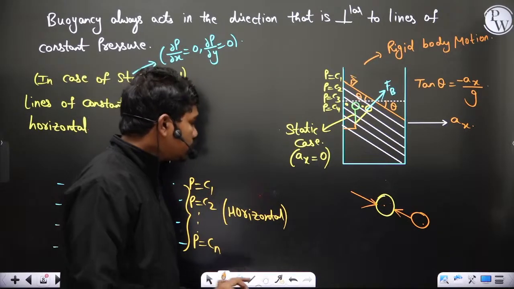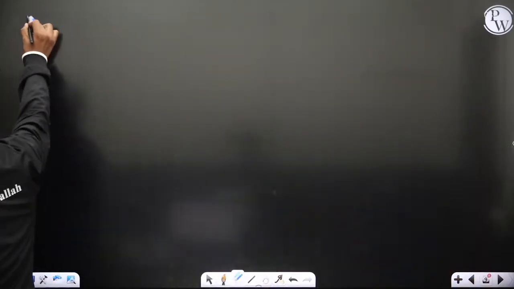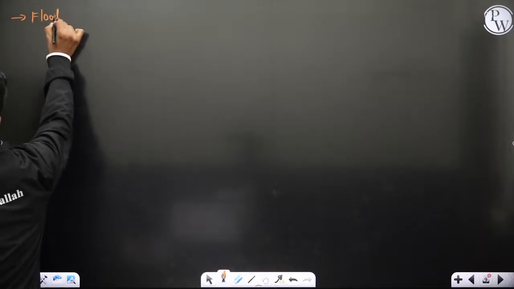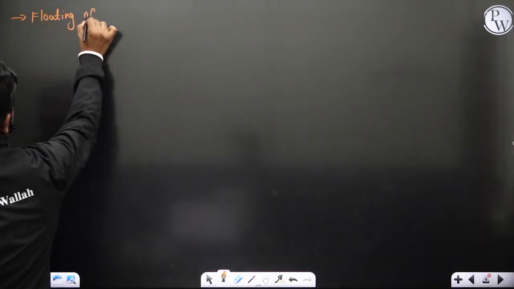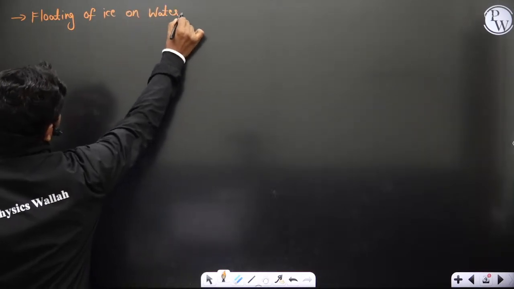Then we'll see one more small important thing which generally we see: floating of ice on water. So sometimes these kinds of little questions can be helpful. So, floating of ice on water.